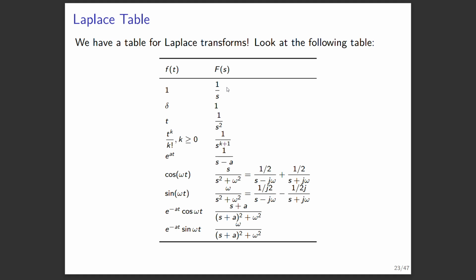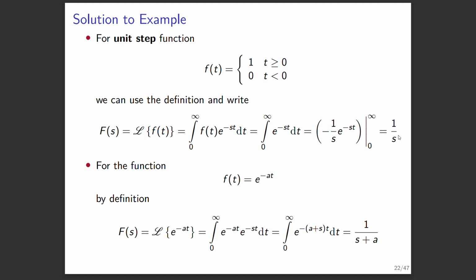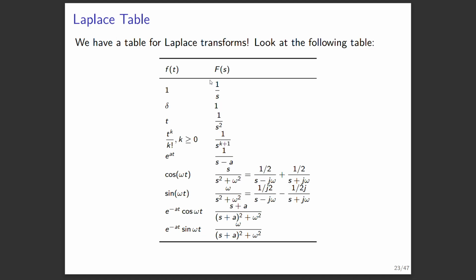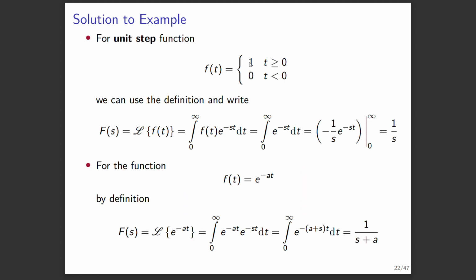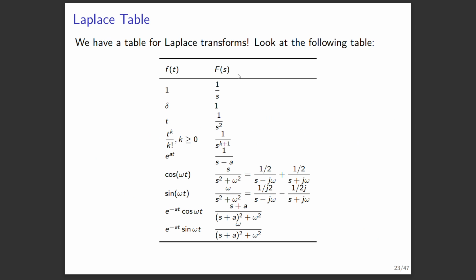Wait a second. I just saw 1 over s. Let me go back. Wasn't 1 over s here for unit step? So now I'm saying if I have 1, it would be 1 over s. What does that mean? Well, what that means is that unit step was a function that had the value of 1 when t is positive and then had 0 when t was negative. That is what we mean in the Laplace table. All of these functions have that property.